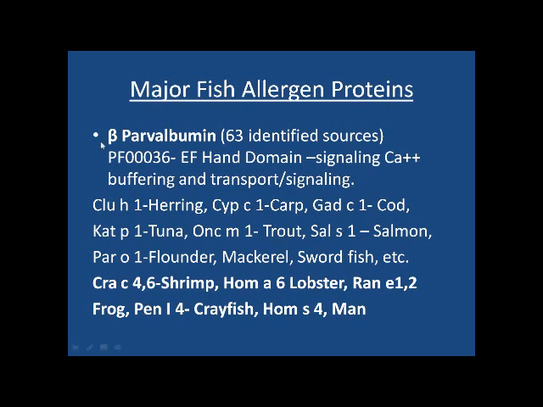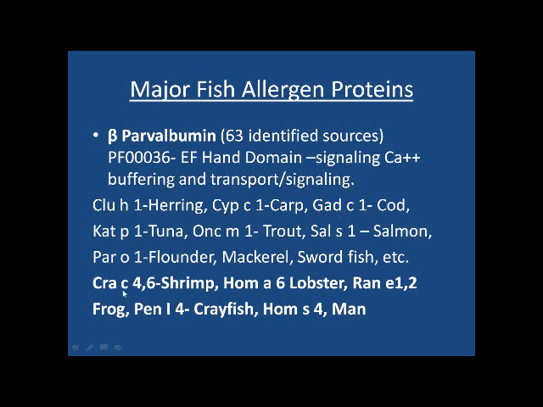Okay, what are the major fish allergen proteins? There's little doubt about this one. It's the beta-parvalbumin. It's identified in a lot of different fish. It's an EF-hand domain signaling calcium binding protein. It's involved in transport and signaling and important functions. And you see it in all these different fish, all the way down the line.